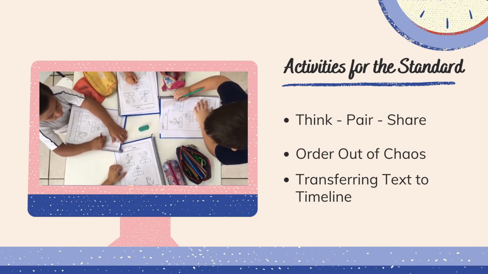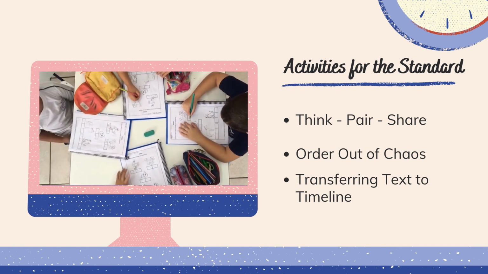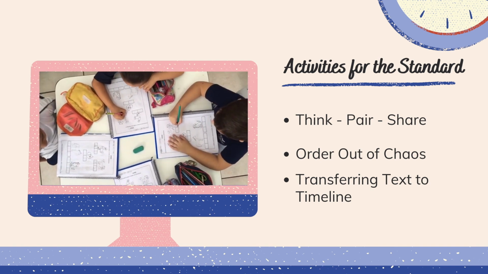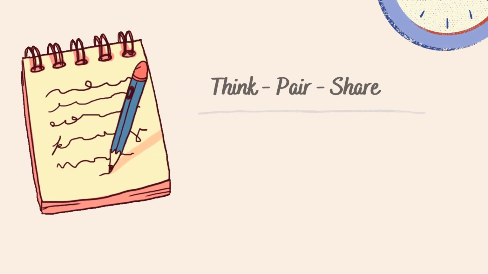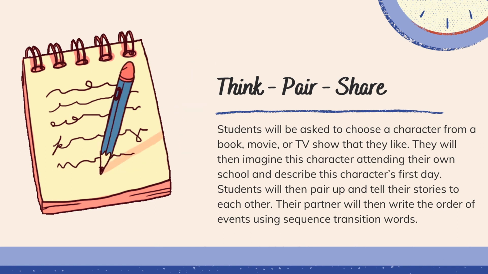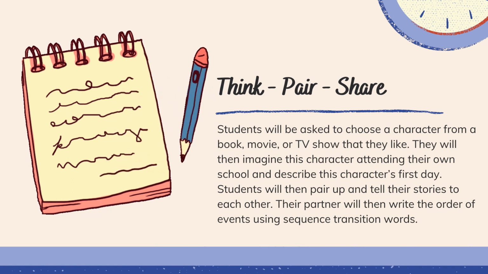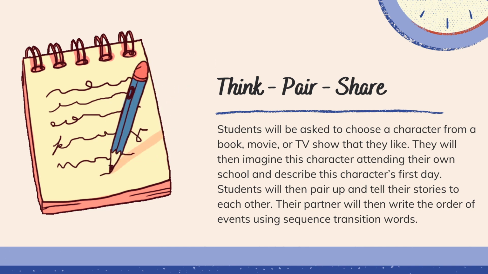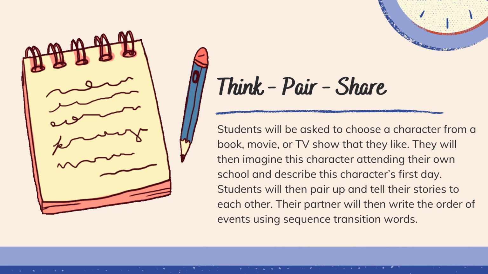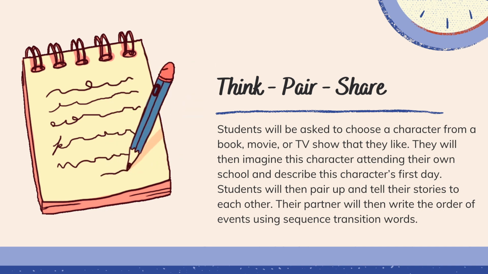Now that we have unpacked this standard, you can then focus on planning some activities that will help to engage students so they can better develop these skills we previously identified. The first activity I chose is a Think, Pair, Share, where students will be asked to choose a character from a book, movie, or TV show that they like. They will then imagine this character attending their own school and describe this character's first day. Students will then pair up and tell their stories to each other. Their partner can then write the order of events using sequence transition words.